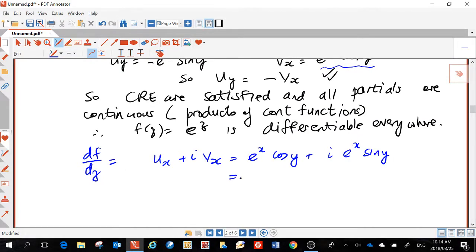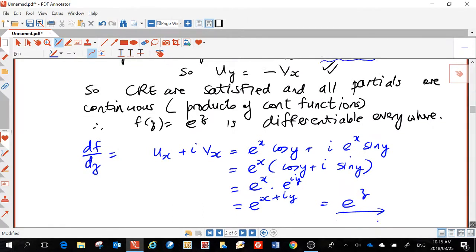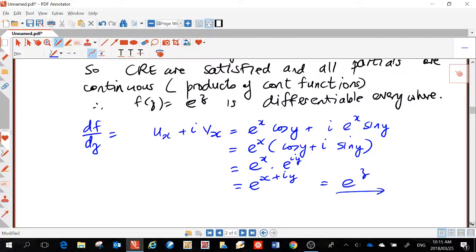Okay, let me massage this a bit. e to the x is a common factor. Cos y plus i sine y. And then what do you recognize about cos y plus i sine y? That's the same as e to the iy. And so you get back to e to the x plus iy, and that's precisely e to the z. So that is the derivative of e to the z, as we have for real numbers.